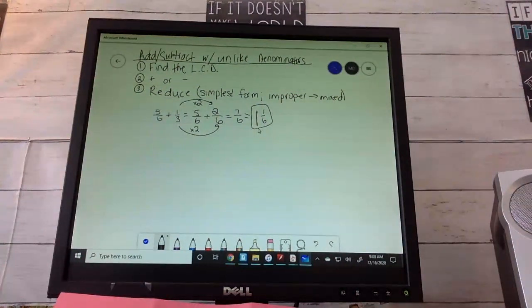What do you mean there's only 1 slice? Yeah, there's a whole and then 1/6 left over. Right.